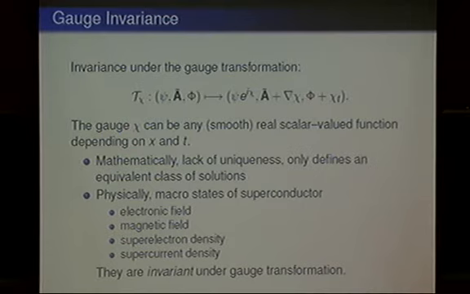Physically speaking, the transformation under the gauge does not change the macro states of the superconductor. For instance, the macro states of the superconductor are represented by the electric field, the magnetic field, the density of the superelectrons, and the density of the supercurrent. All these quantities are invariant under the gauge transformation. So if we choose a particular gauge, this does not affect the physical state of the material, and we can fix the gauge to fix the unique solution of our system.